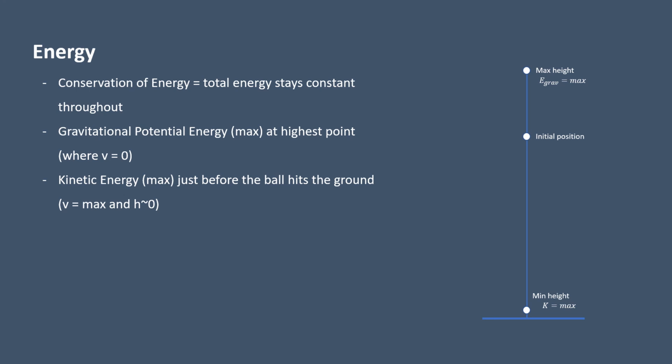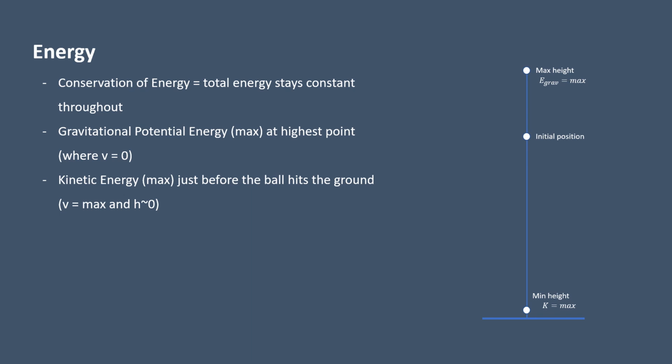Finally, we're going to talk about energy. Throughout the entire process, there is conservation of energy, which means that the total energy stays constant throughout. So the initial energy and the final energy are the exact same. The gravitational potential energy is at its maximum at the highest point, where velocity is equal to 0, because the equation for gravitational potential energy is mass times the gravitational constant times height, and when the height is at its max, the gravitational potential energy will also be at its max.